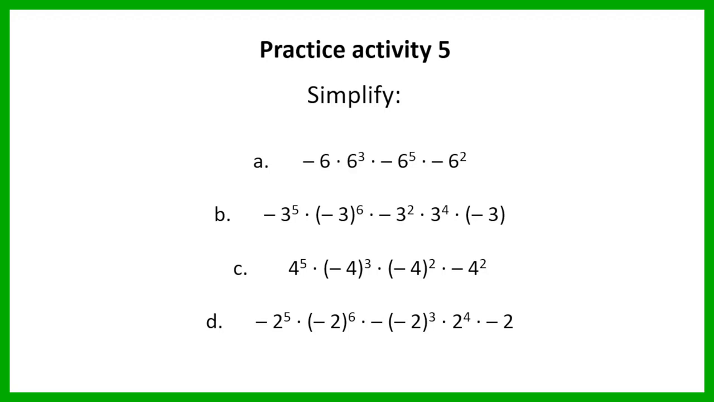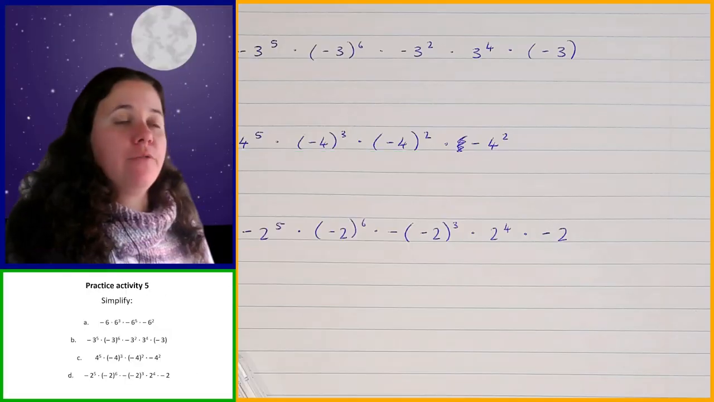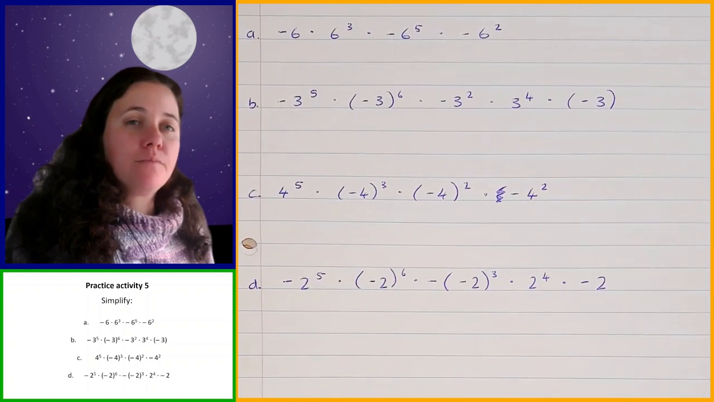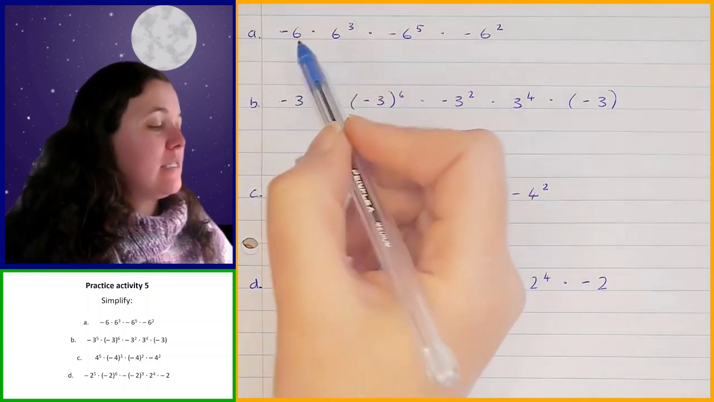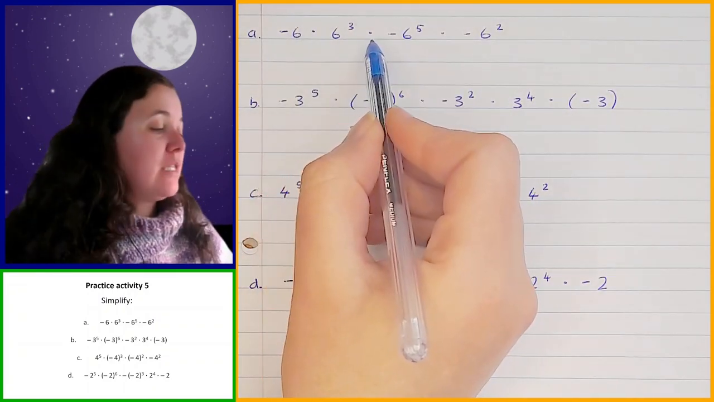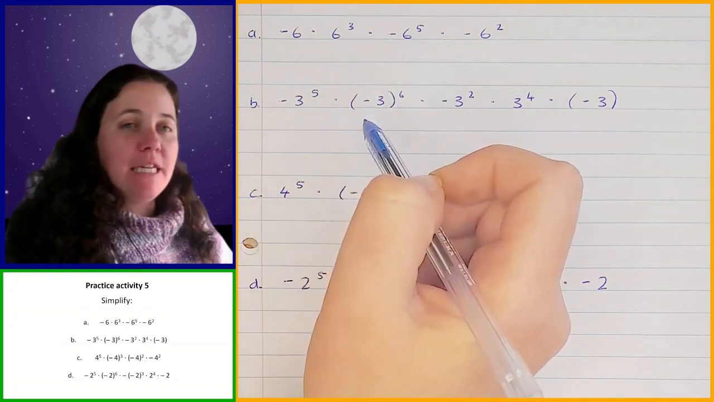Okay, you should hopefully be done with those examples now. So let's go through each of them. So for question A, we had negative 6 times 6 cubed times negative 6 to the power of 5 times negative 6 squared.